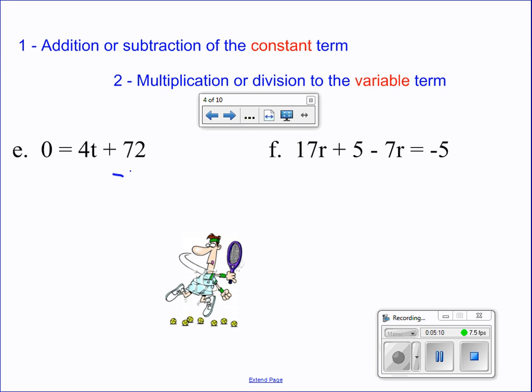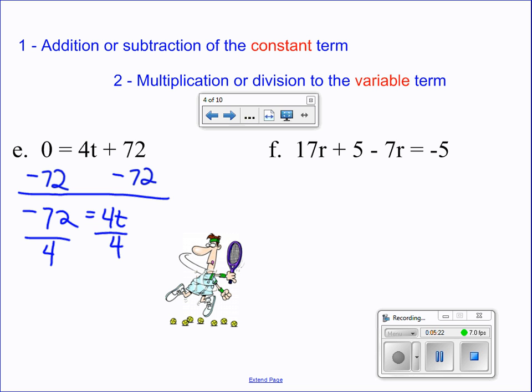So in this example, we're going to subtract 72 from each side. So now we have negative 72 is equal to 4t. Divide each side by positive 4. When you take negative 72 divided by 4, it's going to be negative 18, which is equal to t. I'm going to go back and check. Negative 18 times a positive 4 is negative 72.